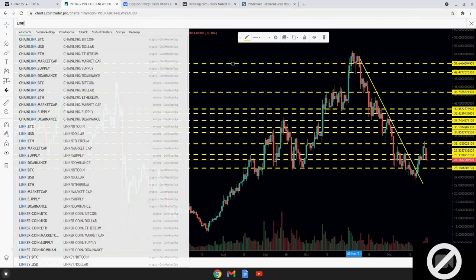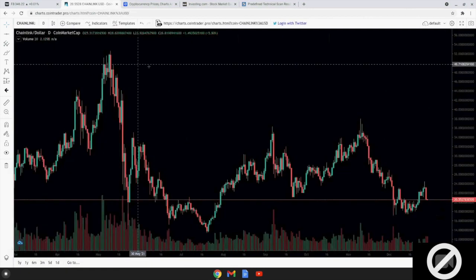So just like you did with the stock, you want to put the coin up here, and you want to pick USD, okay? Because if you pick Bitcoin, it's going to go off the Bitcoin price, and it's going to look a lot different, okay? So I pick USD.